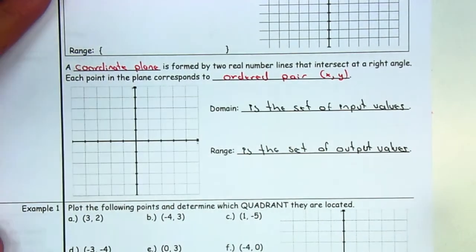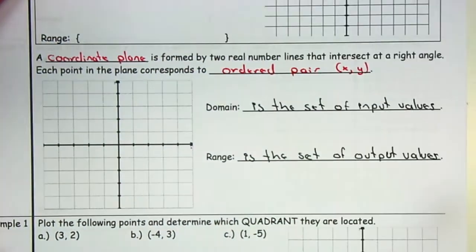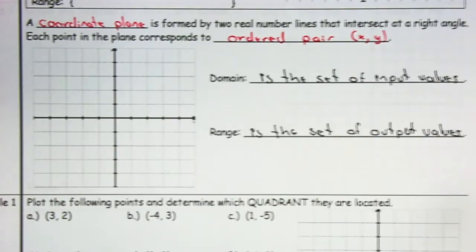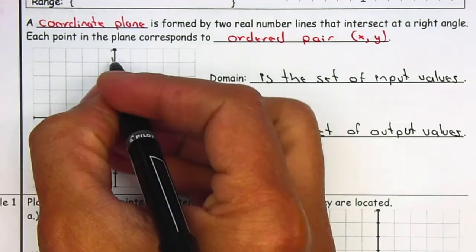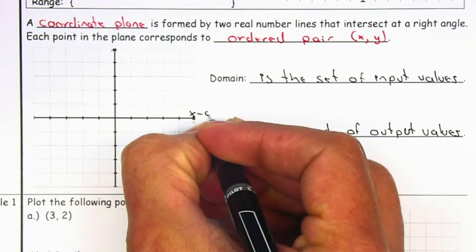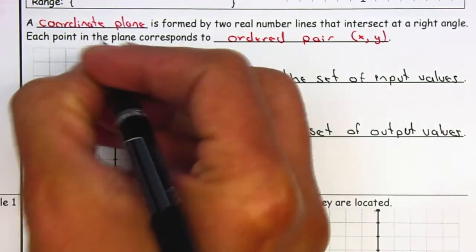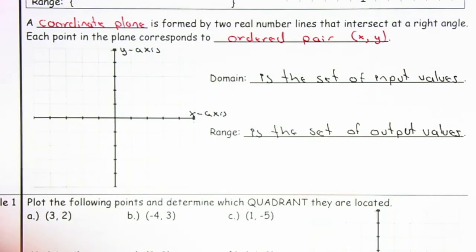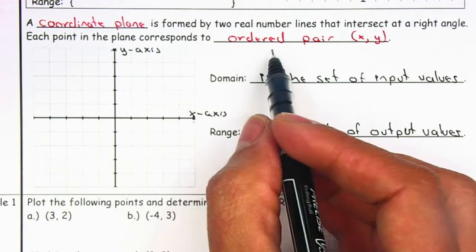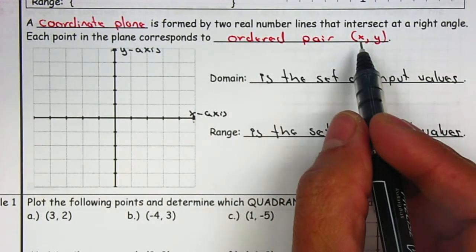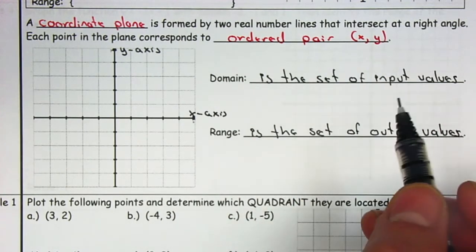A coordinate plane is formed by two number lines that intersect at a right angle. So we have the x-axis and we also have the y-axis. And then each point in the plane corresponds to an ordered pair, an x value and a y value. We write it down in parentheses with a comma in between.